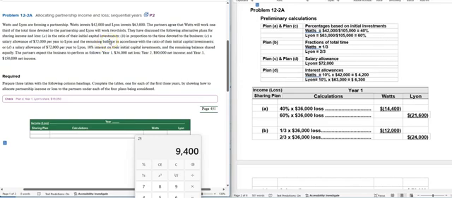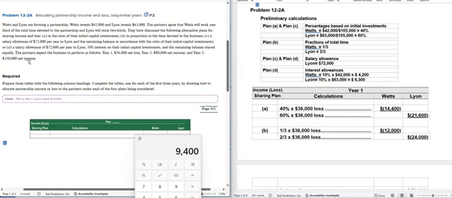Or they can allocate income in proportion to the time that they devote to the business. Or they can allocate an allowance of $72,000 to Lyon in salary each year, and the remaining balance in accordance with the ratio of their initial capital investments. So in other words, they will pay the $72,000 to Lyon, and any remaining income will be allocated based off of the ratio of their capital investments. Or they can grant a salary of $72,000 to Lyon, then grant each owner 10% on their initial capital investments, and any remaining income would be shared equally.